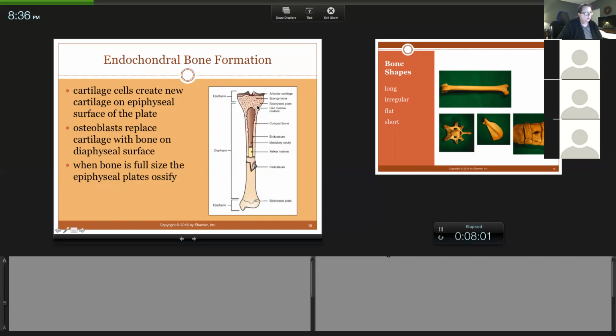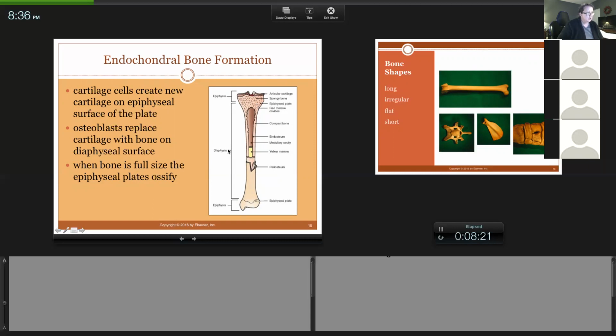Remember, this picture you're going to be responsible for on the test. If you've got the arrow pointing at that little faint line, that is the epiphyseal plate. This one is fused and ossified, so this bone is done growing.